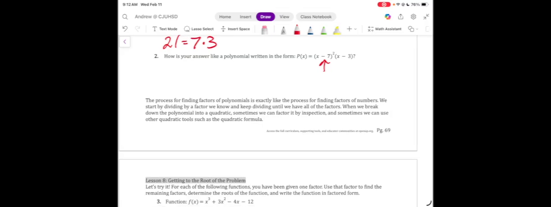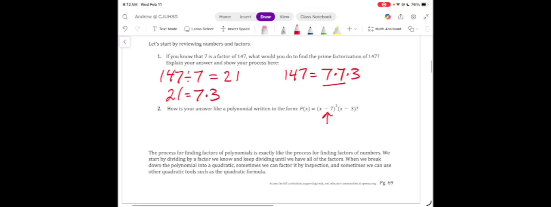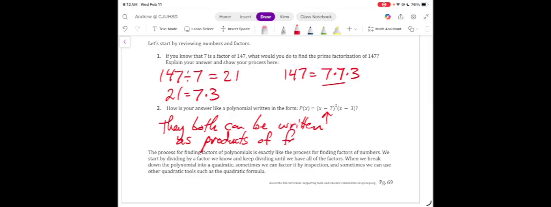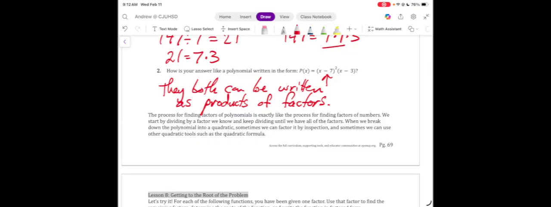So what would I write for an answer? How about they can both be written as products of factors? The process for finding factors of polynomials is exactly like the process for finding factors of numbers. We start by dividing by a factor we know, and we keep dividing until we have all the factors.